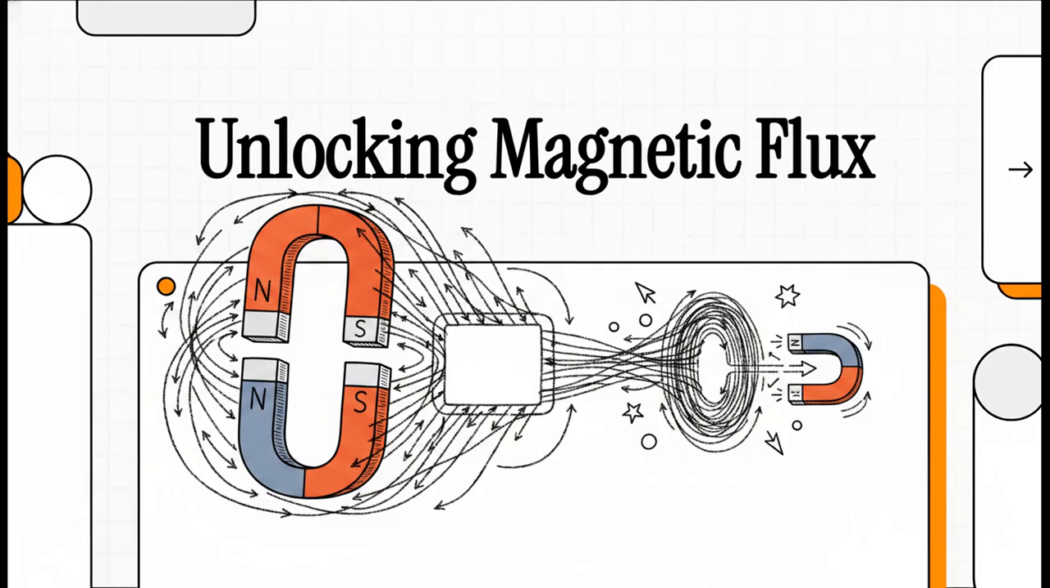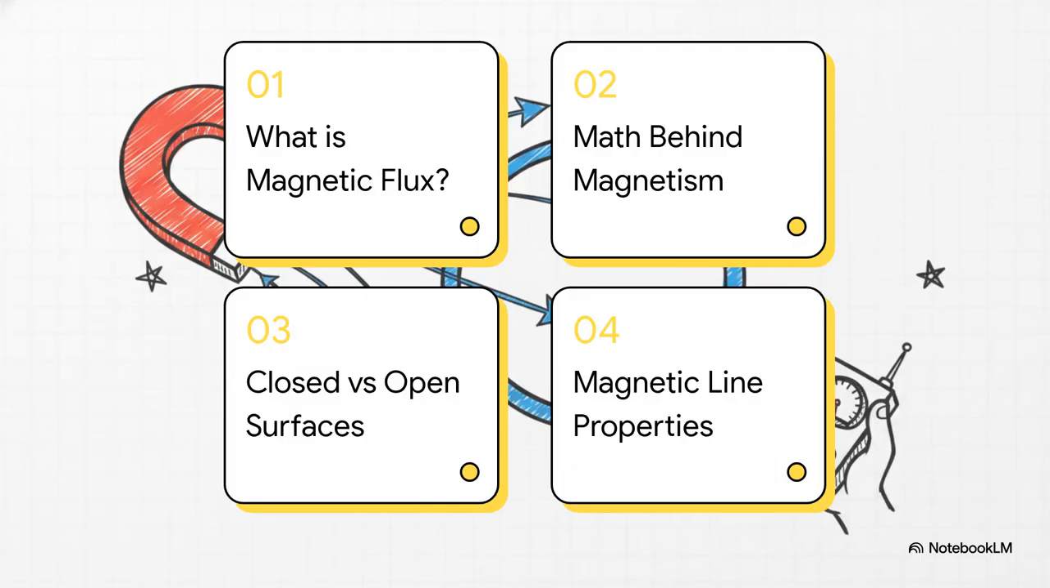We're diving right into the secrets of an invisible yet incredibly powerful force that surrounds us every single day. We're going to unlock the fascinating world of magnetism, and specifically, we're going to understand magnetic flux. Today's roadmap is quick and packed. We're covering what magnetic flux is, the math behind magnetism, closed versus open surfaces, and the fundamental properties of magnetic lines. Let's get right to it.